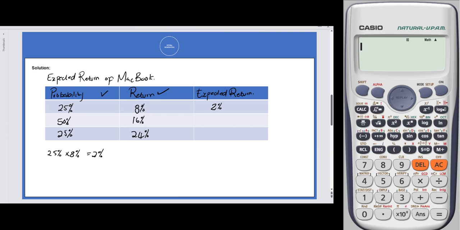So let me just repeat. Let's say 25% times 8%, right? Equal sign. Immediately you multiply by 100, which is a conversion, and then you get 2%. Is it clear? Yes, it's clear. Thank you very much. Okay, you're welcome. So now we go back to our answer sheet to continue calculating our expected return. All right, where is it now?